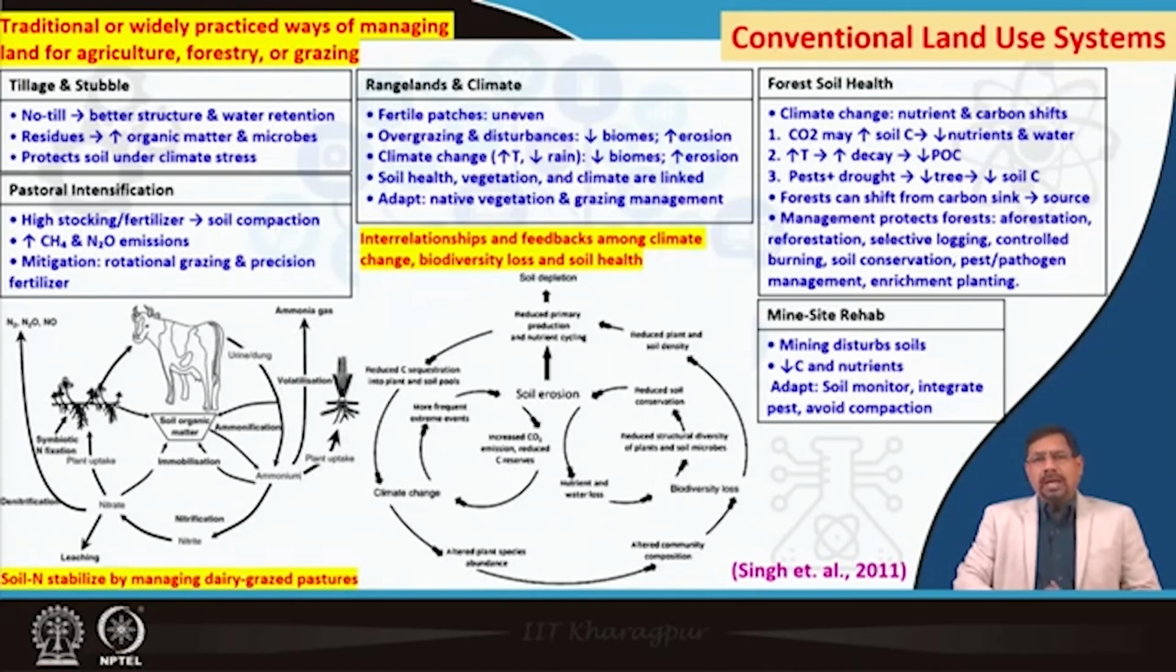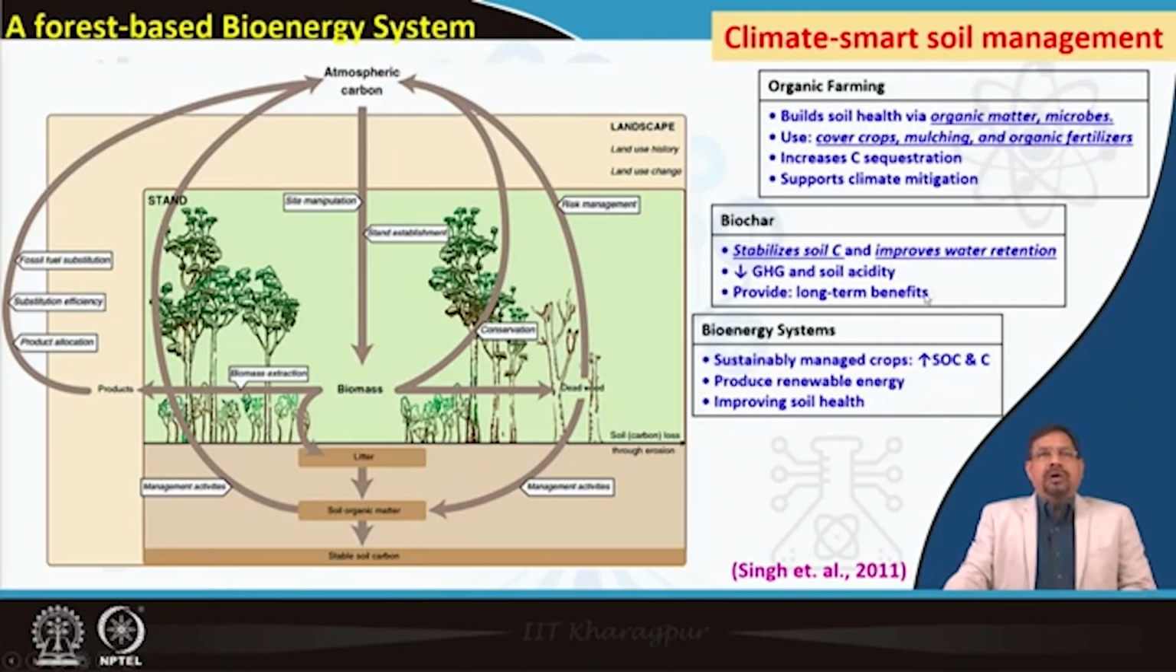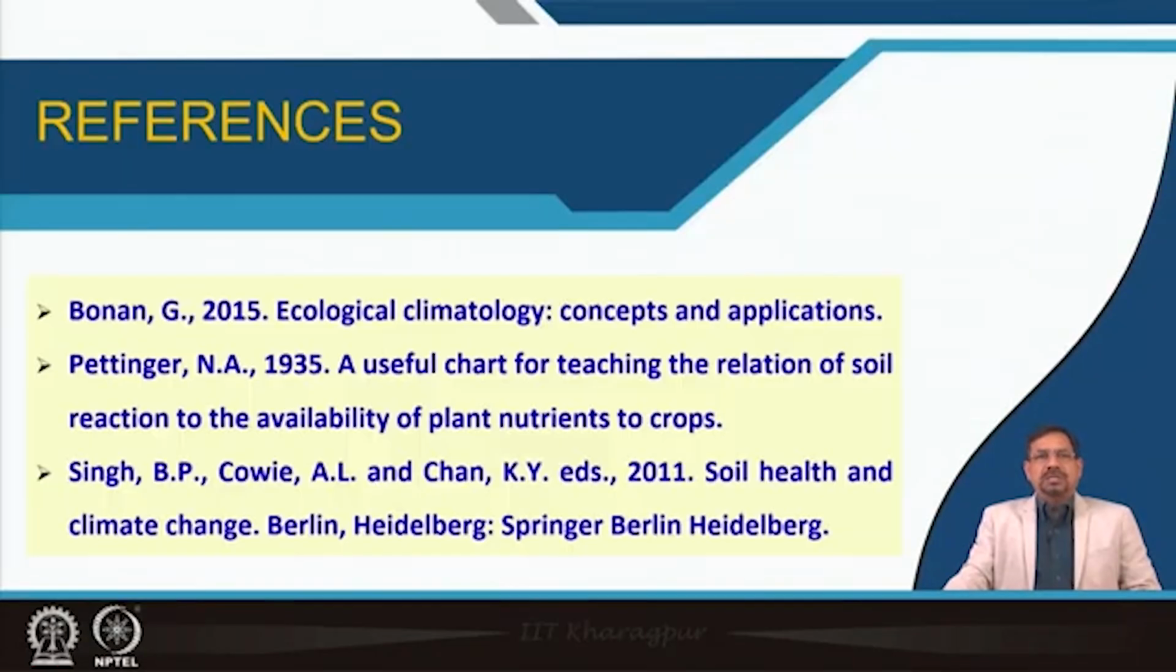The two interlinked wave diagrams talk about the interrelationship and feedbacks among climate change, biodiversity loss, and soil health, again given by Singh et al. in 2011. So, a forest-based bioenergy system. This forest-based system, we can discuss under three components: organic farming, biochar, and the bioenergy system. They all help lead to climate-smart soil management as far as the forest system is concerned.